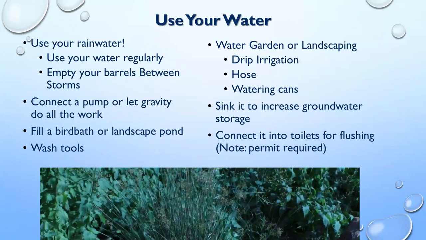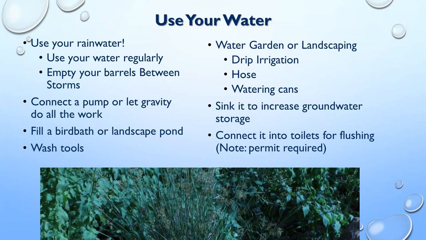And we really talked about using your water. It's really important to use your rainwater. You want to use it regularly and empty your barrels between storms. And this is just so that we can do that slow it, spread it, sink it that we talked about. Because if you leave your rain barrel full and we get another rain, all of that rain goes straight through the overflow. But if you wait, the day before the storm, you empty that water into your garden and let that garden soak it up, then you can capture all new rain for the next storm.